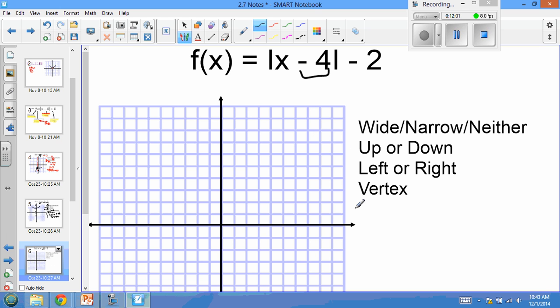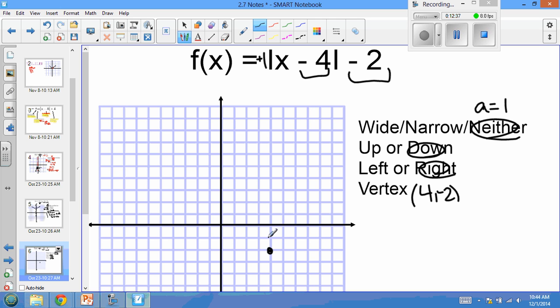My vertex. Remember, you want the opposite. So you have 4, and the outside, negative 2. So I'm at (4, negative 2). Okay, so from 0, did I move left or right? Right. Did you move up or down? Down. I don't have a term out front, so I know that has to be a positive 1, which means this would be neither. If A is equal to 1, it is neither. Then we know 1 is my slope.